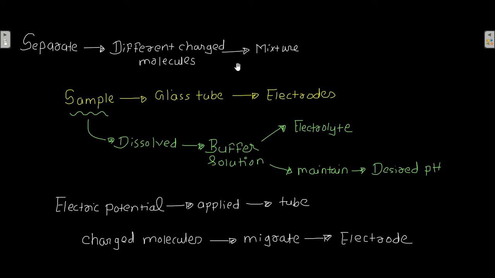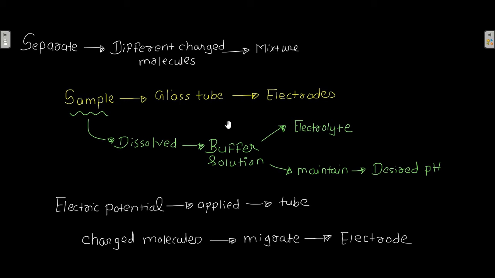Now, what is the sample which we are putting in the glass tube? Well, you dissolve this mixture of different charged molecules in a buffer solution. That is your sample. This buffer solution has two important roles to play: it acts as an electrolyte, and it maintains the desired pH. So you take the molecules that you want to separate, put them into a buffer solution to make a sample, put it in a glass tube, and then connect electrodes.